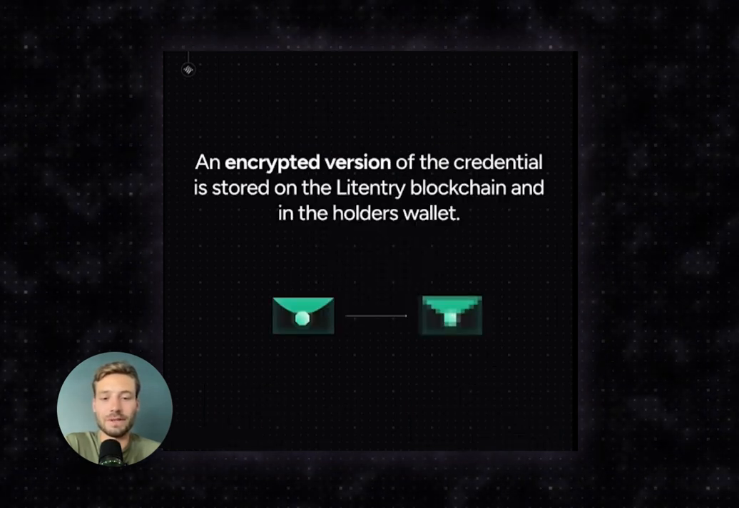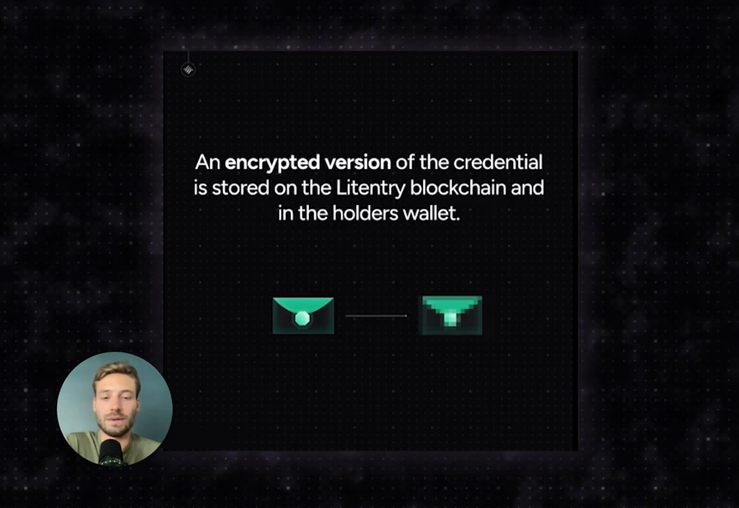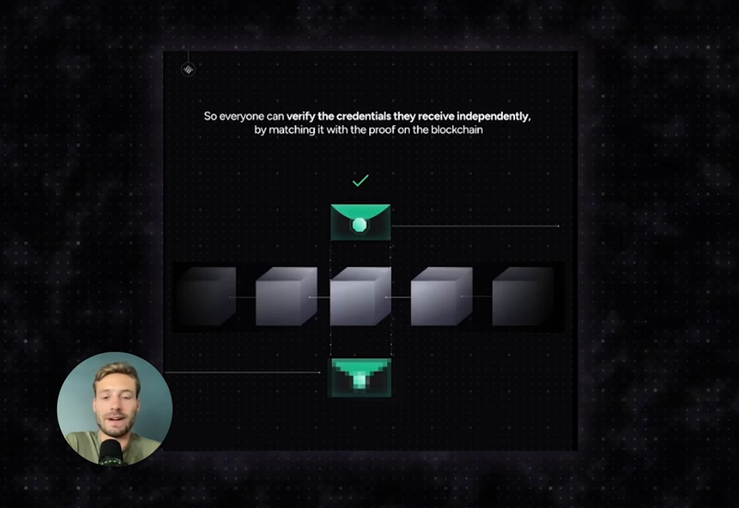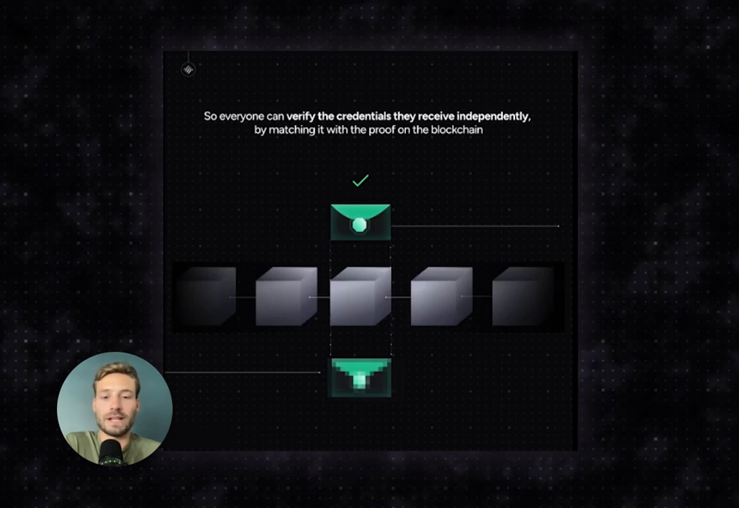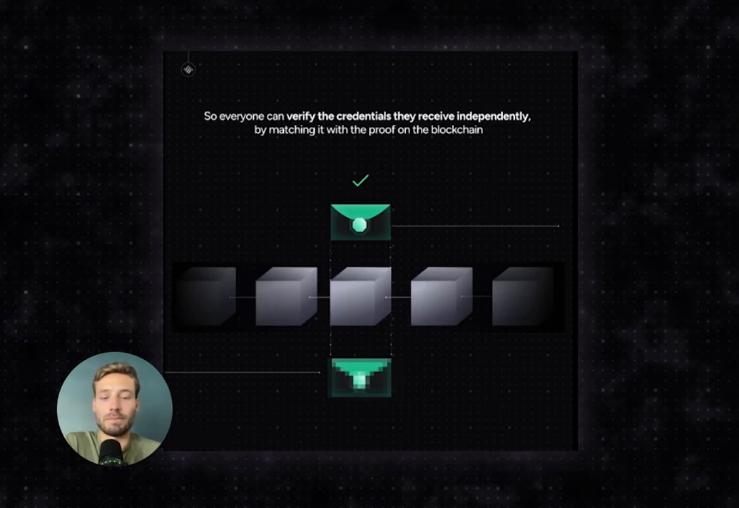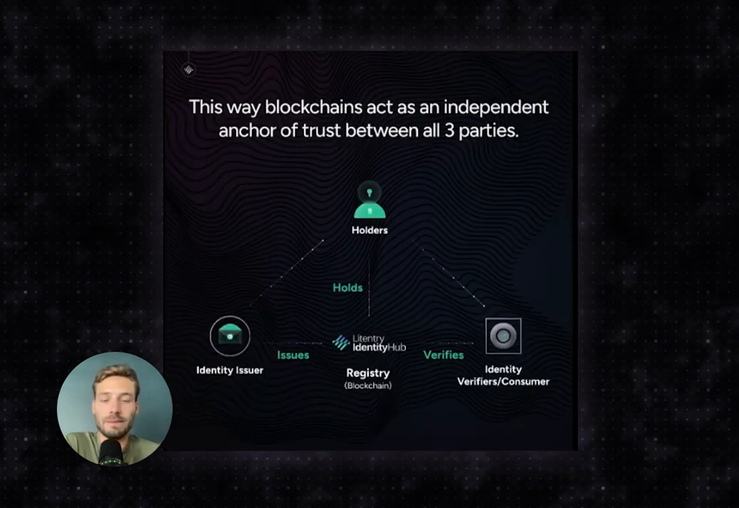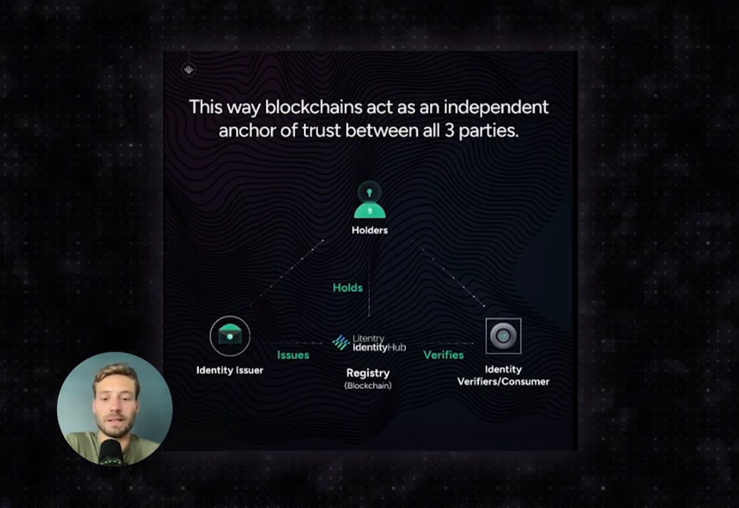Since an encrypted version of the credential is always stored on the Litentry blockchain and inside the holder's wallet, when an identity verifier or an identity consumer wants to verify the credential that they have received independently, they can match it with the proof that is stored on the blockchain. This way, the blockchain acts as an independent anchor of trust between all three parties.